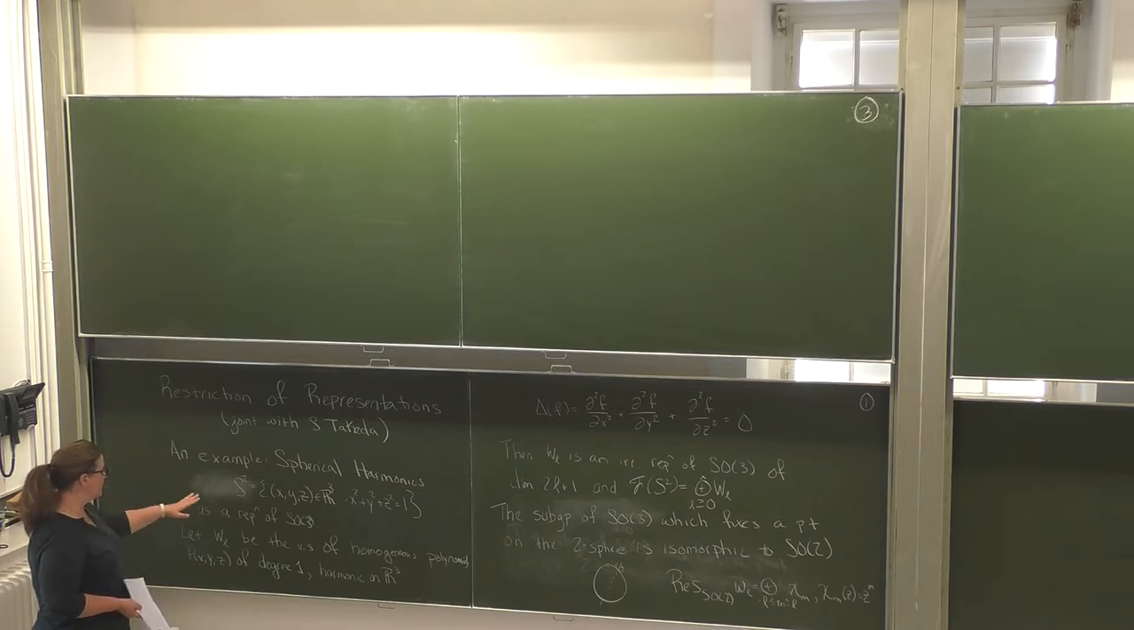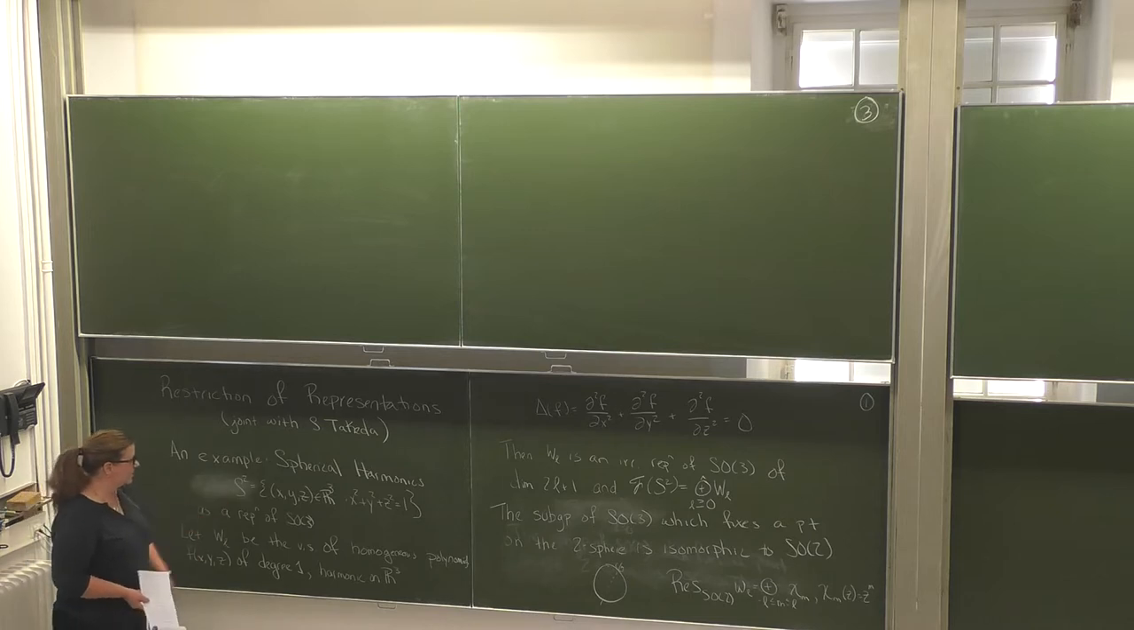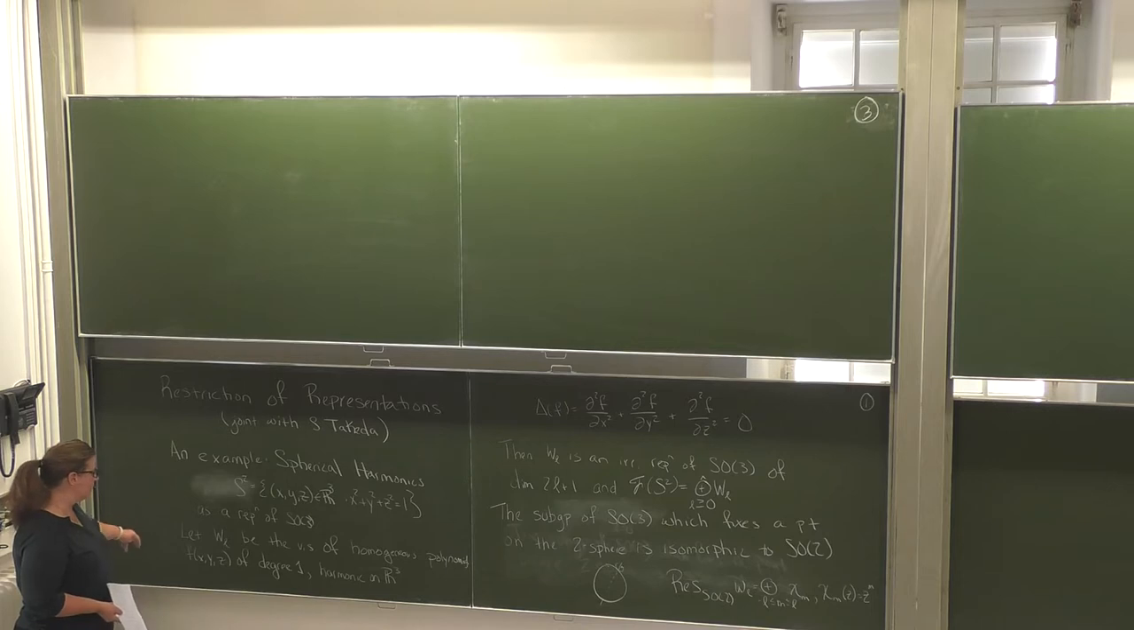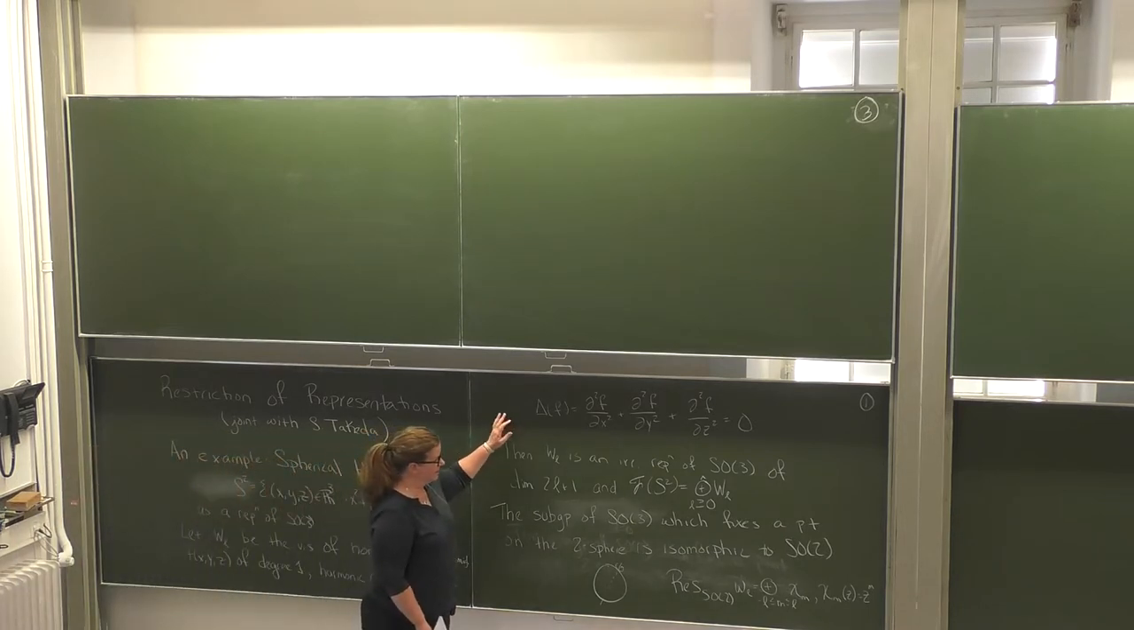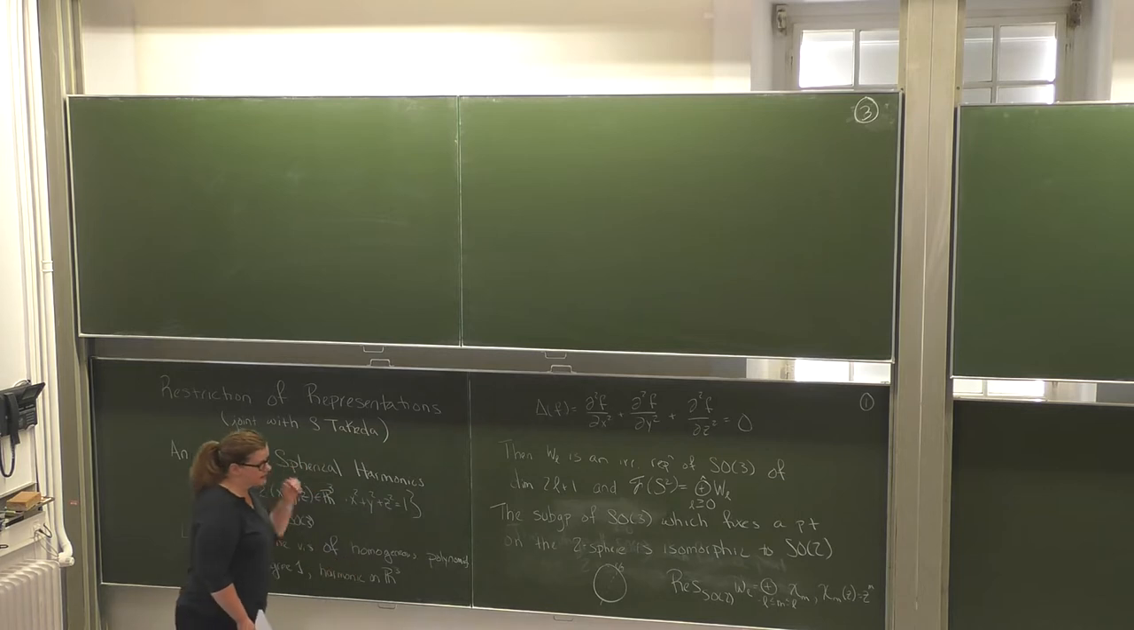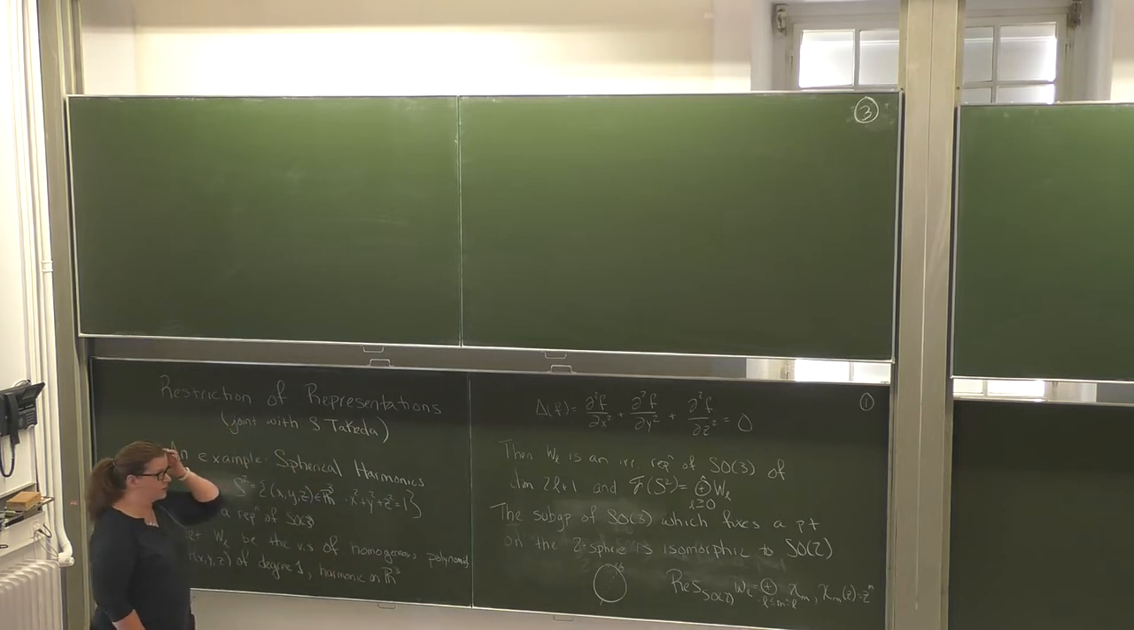So let S2 be the sphere, x squared plus y squared plus z squared equals 1. This is a representation of SO3. And Laplace showed that, letting W_l be the vector space of homogeneous polynomials of degree l that are harmonic on R3, so in particular that annihilate the Laplacian, then W_l is an irreducible representation of SO3 of dimension 2l plus 1.